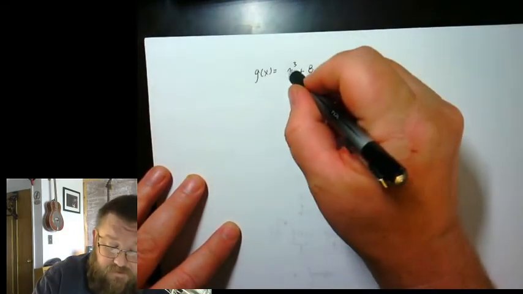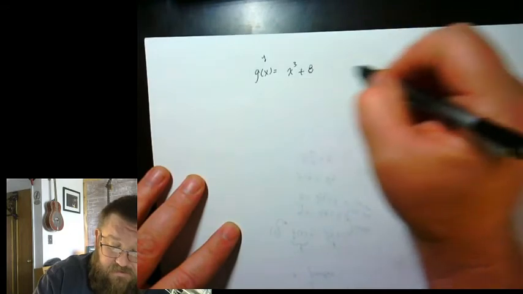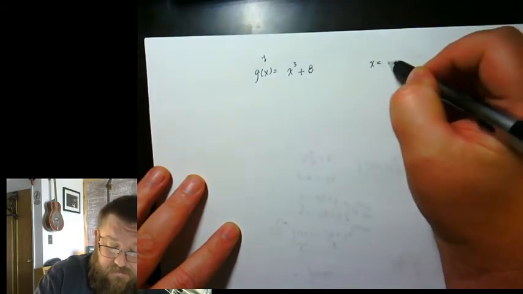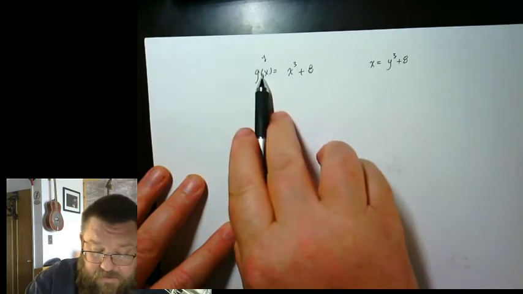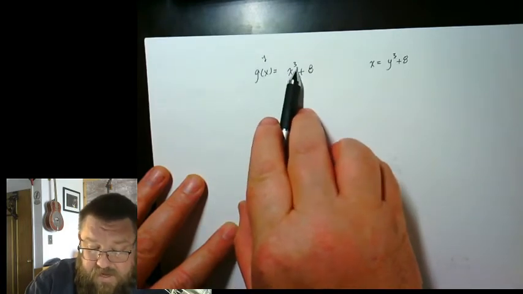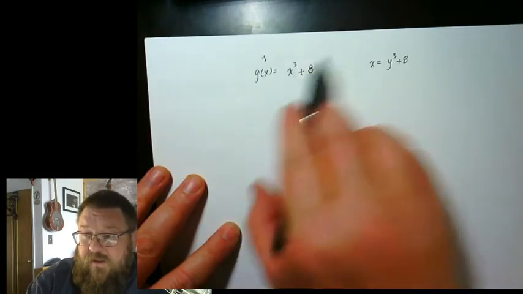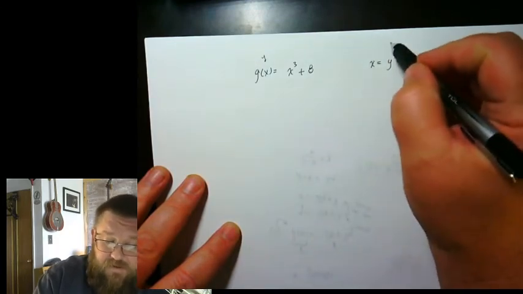To find the inverse, you know how this is y and that's x? So we're going to switch them. X equals y cubed plus 8. You see, we swap the input and the output, the letters, not the things that are going with it, not an exponent, not a coefficient, just like this. Now we have to solve for y.